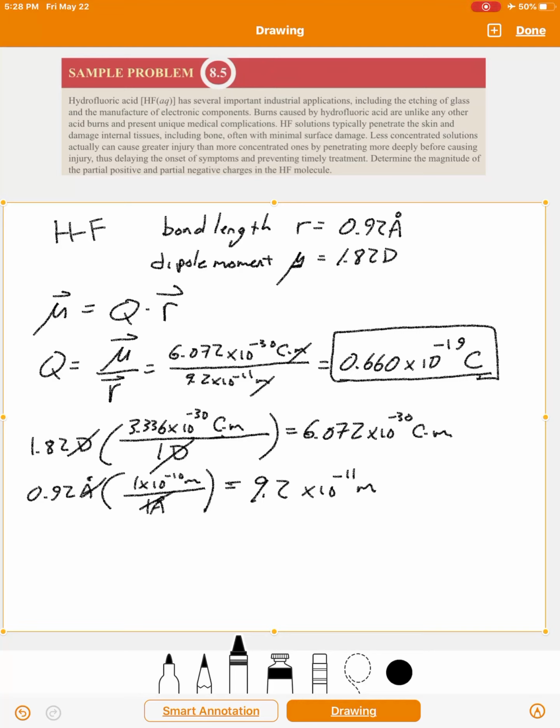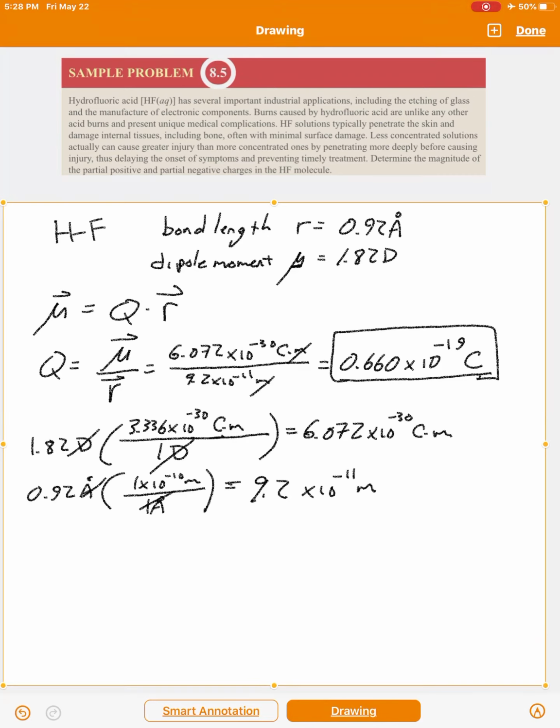But let's do this. We generally think of charges as being +1 or -1. When we say +1 or -1, we're doing it relative to the charge of an electron. So here's what I'm going to do. 1 electron charge is negative 1.602 times 10 to the minus 19th coulombs.